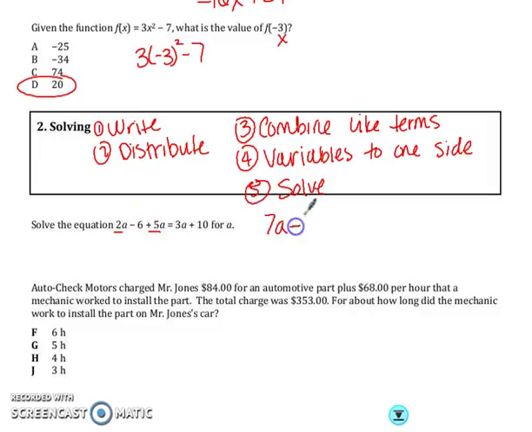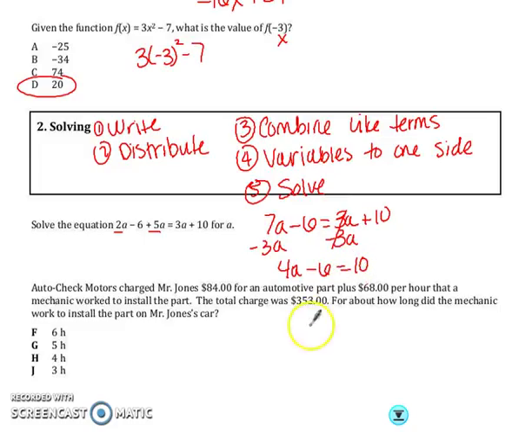And then minus 6 equals. I can't combine any of this stuff, so 3a plus 10. That's good. Variables to one side. So I need to get my variables together. I'm going to go ahead and bring this guy over here, so I'm going to subtract 3a. And 7a minus 3a is 4a, minus 6 equals 10. And then we just solve that.